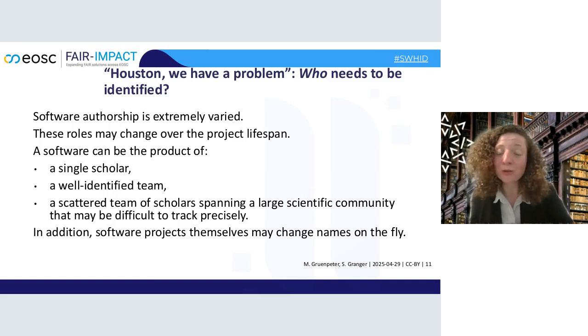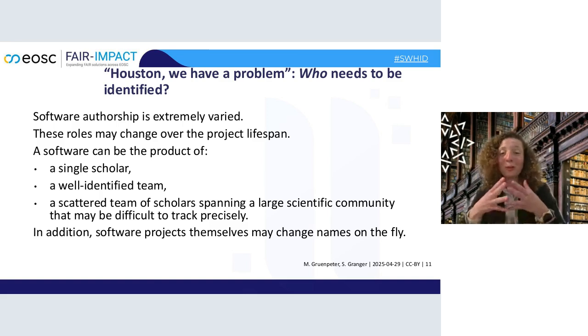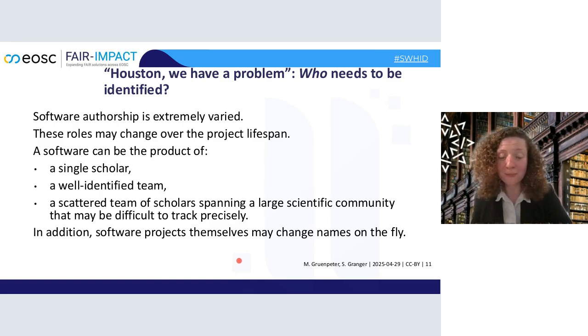Software authorship is extremely varied. The problem with credit and citation is that software has many roles and the software changes over the project lifespan. Software can be the product of a single scholar or a well-defined team, or scattered between teams and between a large scientific community, and even larger than that. Some contributions can come from people that are not even part of the scholarly ecosystem. In addition, software projects themselves may change their names on the fly and change their locations from forge to forge.